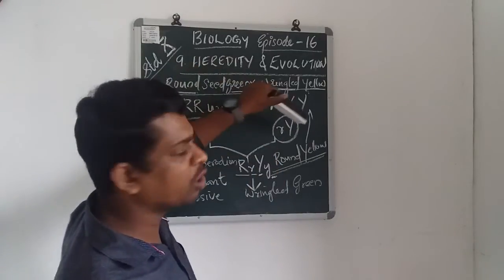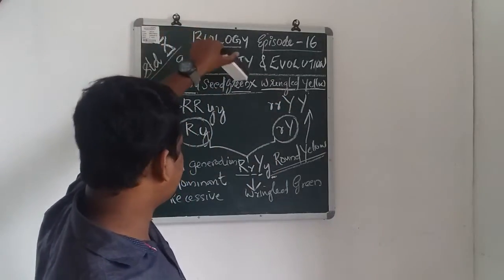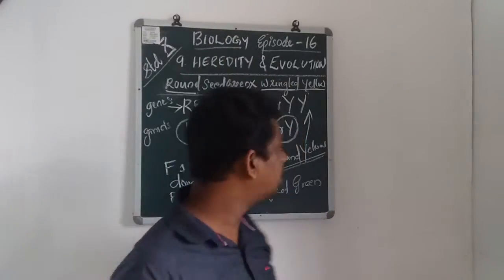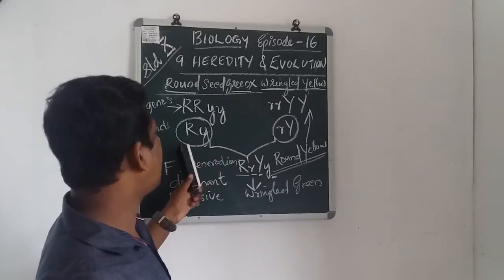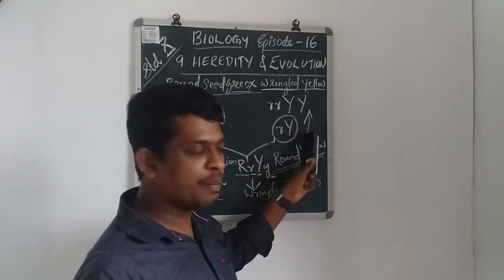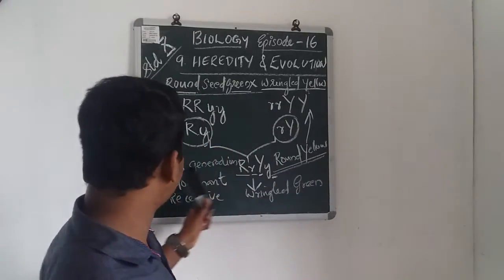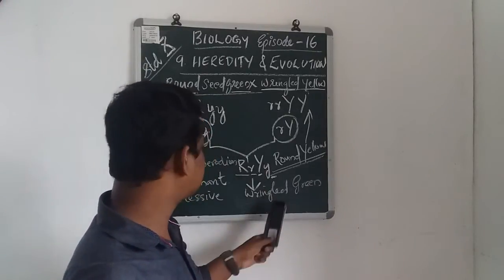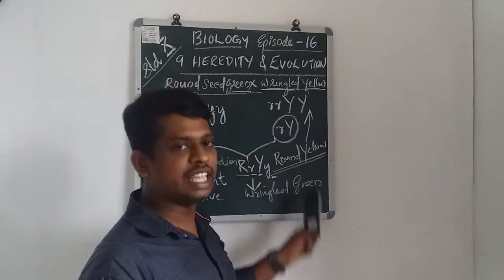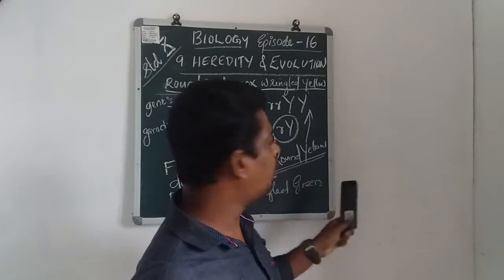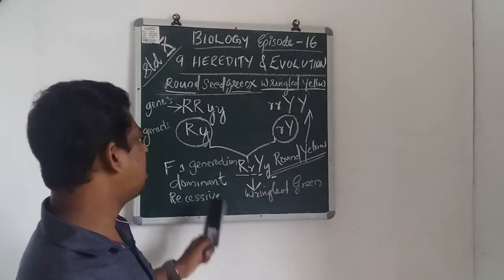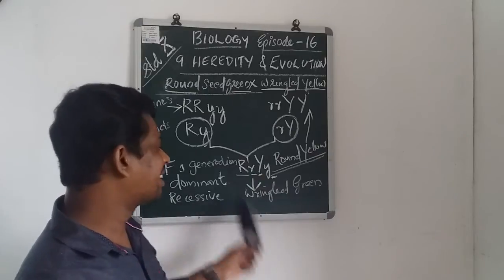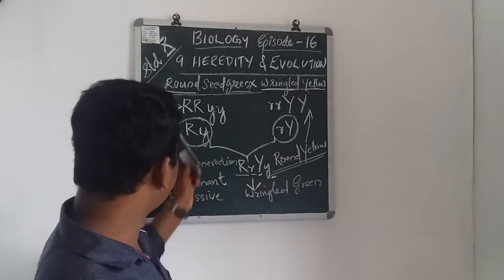That means the reciprocal of this one. The green seed is the small y, and the yellowish is the capital Y. The gametes are capital R, small r, capital Y, small y, and the crossing over gives the formation of the F1 generation, that is capital R, small r, capital Y, small y: round seed with yellowish color. This is the F1 generation. The expressed character is the dominant character, and the suppressed character is the recessive character. These are the main points.